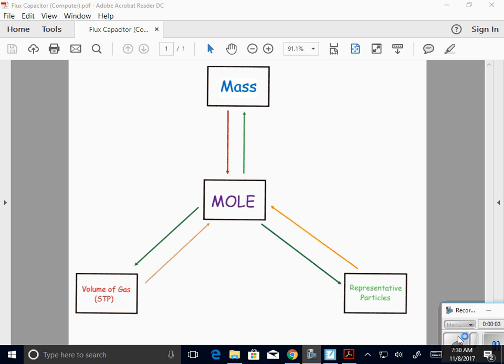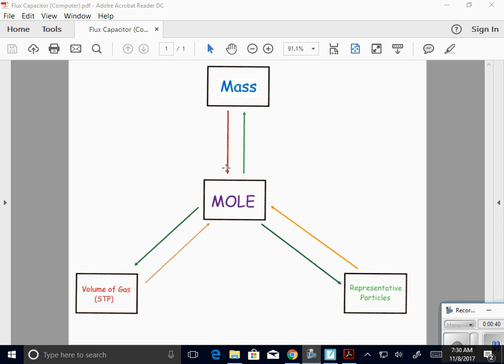Okay, yesterday we discussed a part, well, actually the last few days, we discussed the part of the flux capacitor here, and it was dealing with this part right here, moles and representative particles, and going up and down in this direction. Now, today, our objective is to be able to do this top part. The moles right here, converting those to mass.